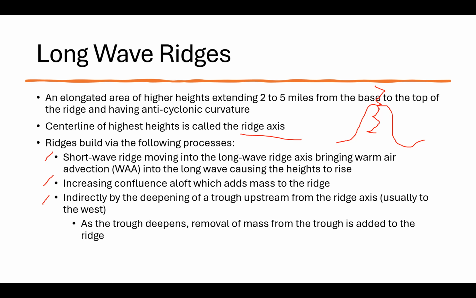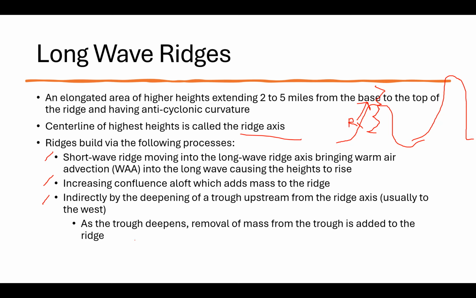You can start first with a shortwave ridge. Let's just say this is a shortwave ridge right here at this point, and it's moving up into the long wave ridge axis. This will cause that ridge to get taller and build. Additionally, the confluence aloft, which makes sense because that's that damper effect, upper level convergence, is going to result in sinking air motion, and that ridge is going to get stronger.